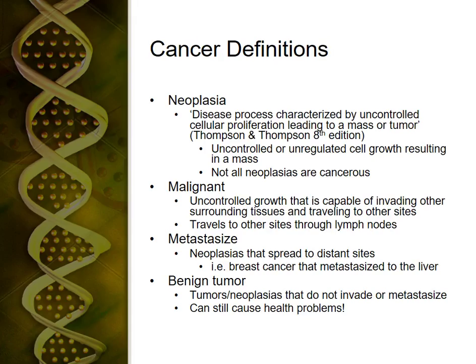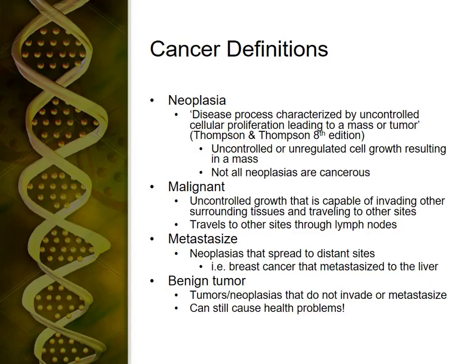So, cancer definitions: neoplasia is a disease process characterized by uncontrolled cell proliferation leading to a mass or tumor. Uncontrolled, unregulated cell growth results in a mass. Not all neoplasias are cancerous.